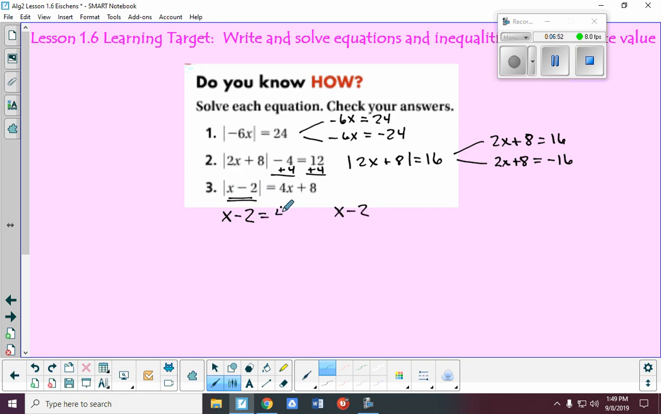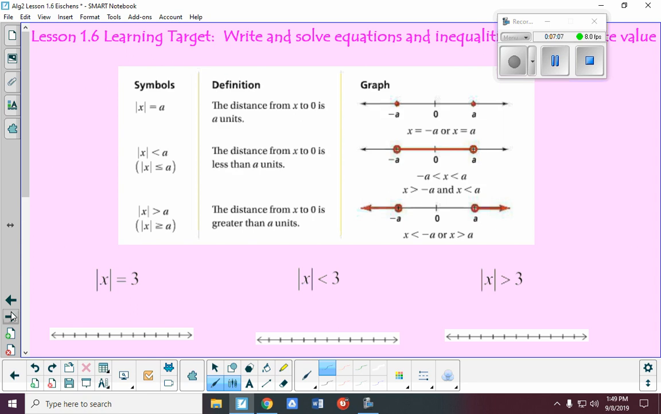Once you set it equal to the positive of what's on the right side, the next time you set it equal to the negative of what's on the right side, and you solve it. Okay, so those are absolute value equality problems. Now we're going to be looking at absolute value inequalities as well.